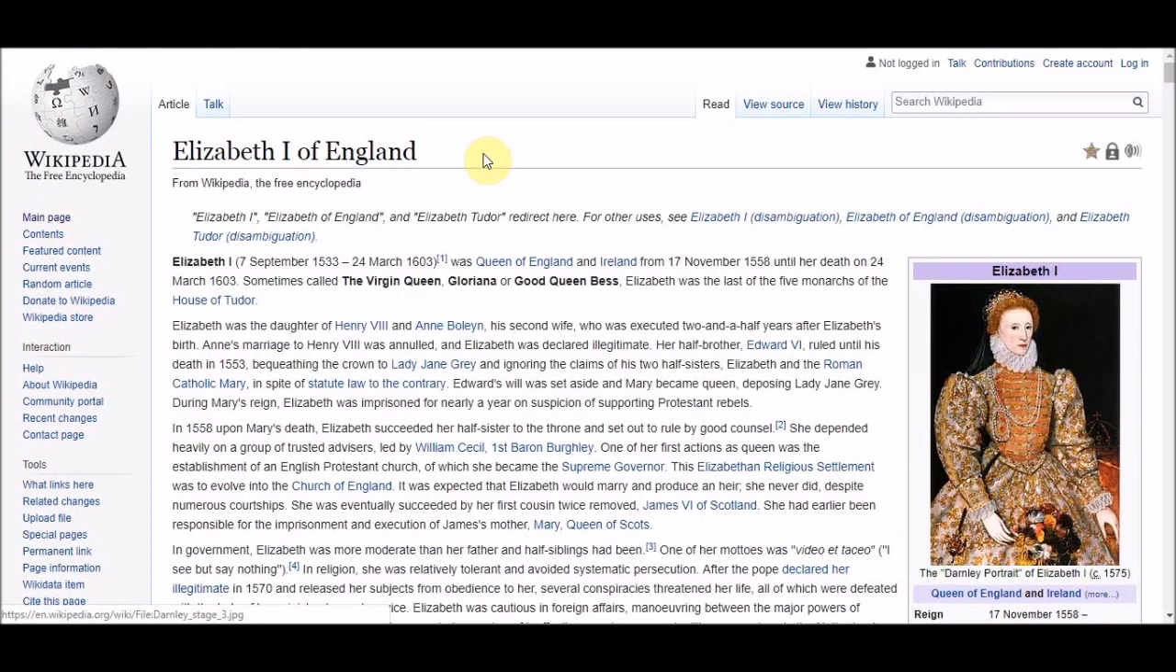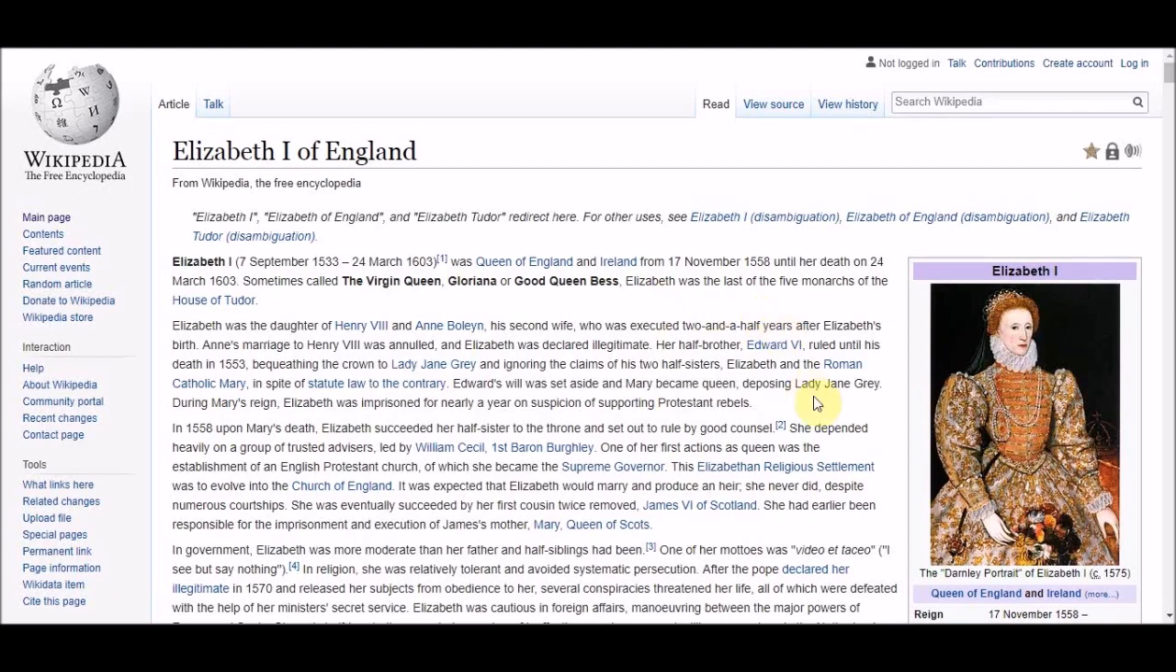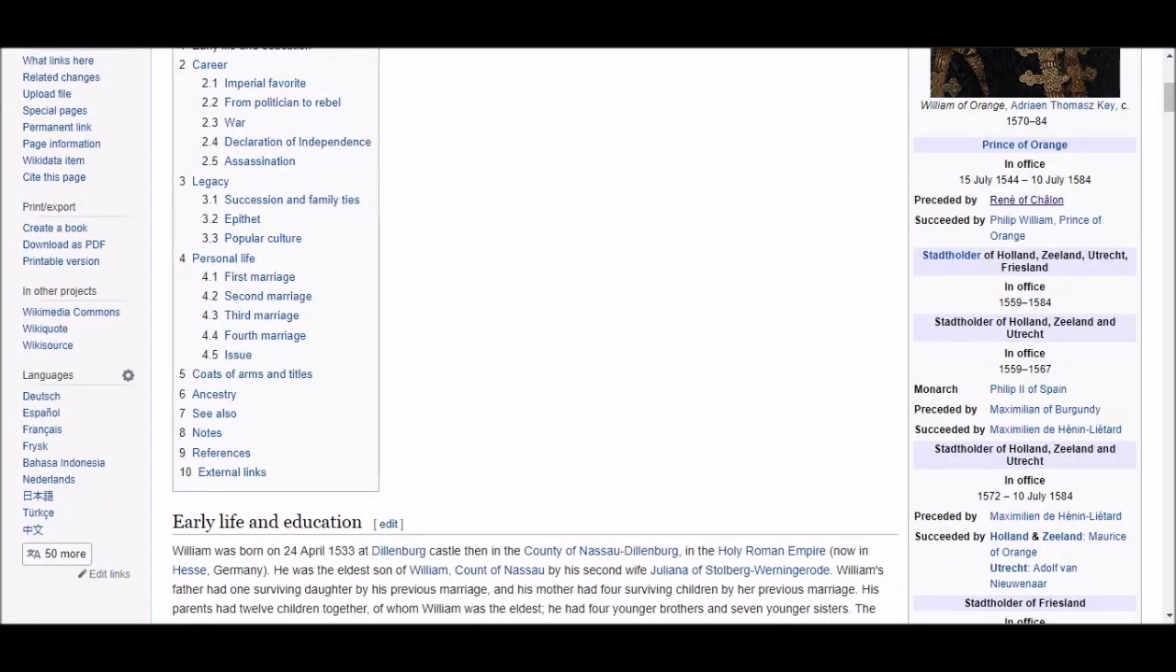And she, over here, Queen Elizabeth I, was the daughter of Henry VIII, who actually is the one that established what we know as the Anglican Church, because he became the head of the British churches instead of acknowledging the Pope in Rome. And Anne Boleyn was the second wife of Henry VIII, and he eventually had her beheaded. But I won't talk much about this crazy guy over here, Henry VIII. I'll be talking about Elizabeth I and William the Silent.